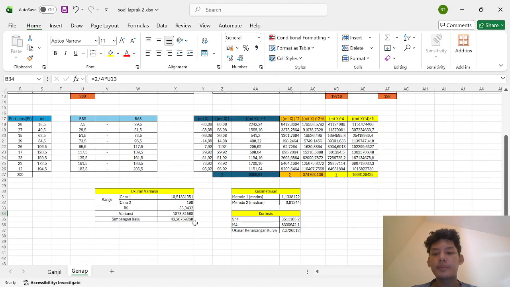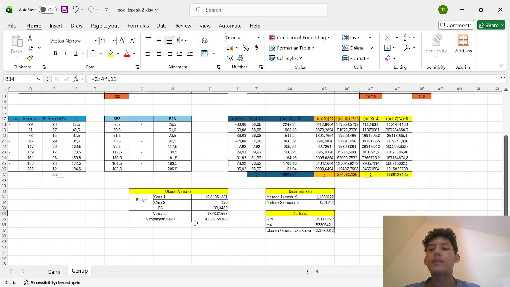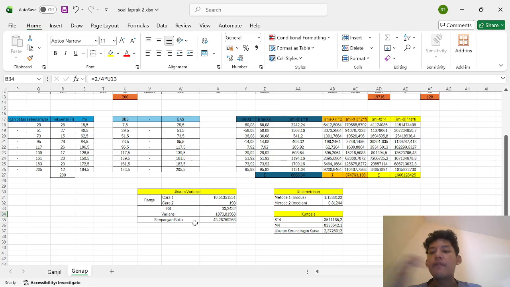Next, I calculate the mean deviation. In this section, I find the difference between the midpoint and the mean. The absolute value of the difference is multiplied by the frequency, and the results are summed to obtain the mean deviation. The difference between the midpoint and the mean is multiplied by the frequency, and the result is divided by the total frequency.